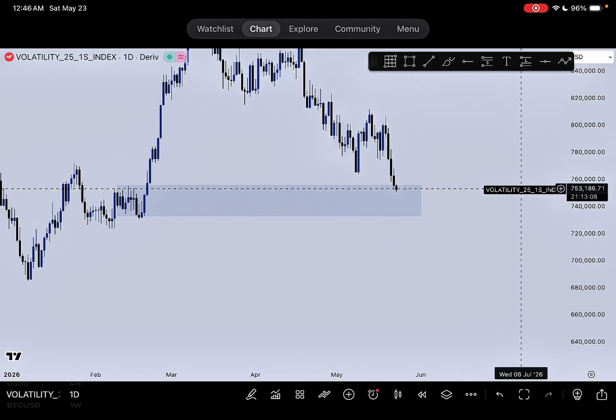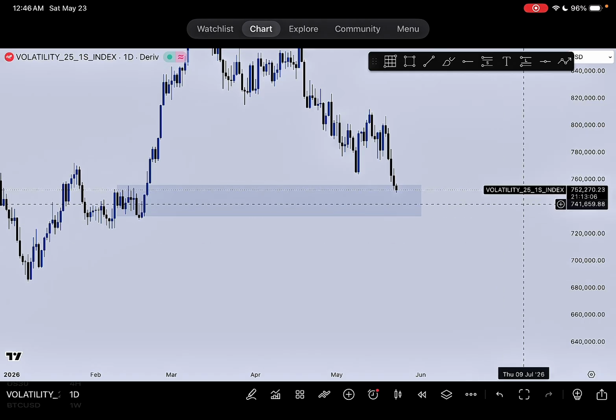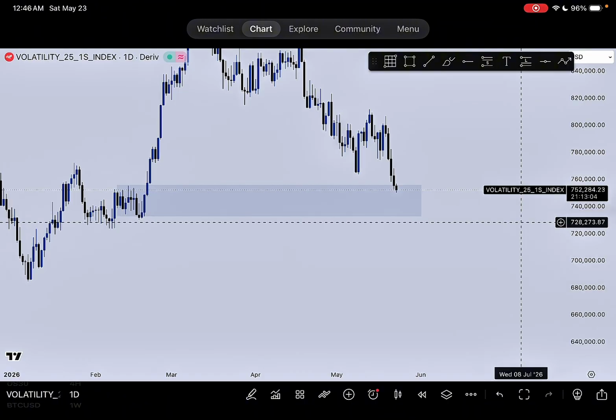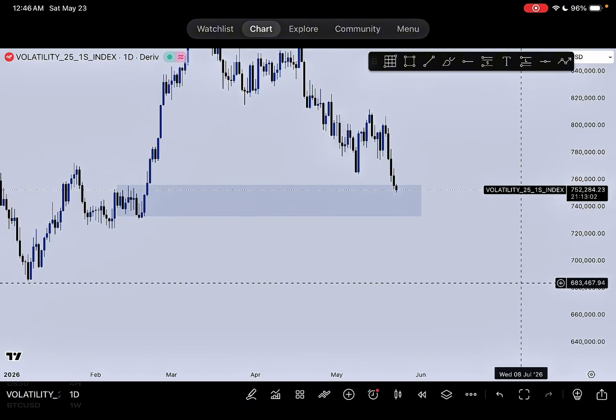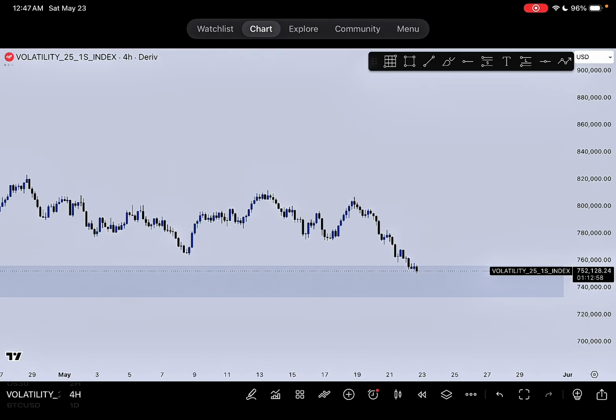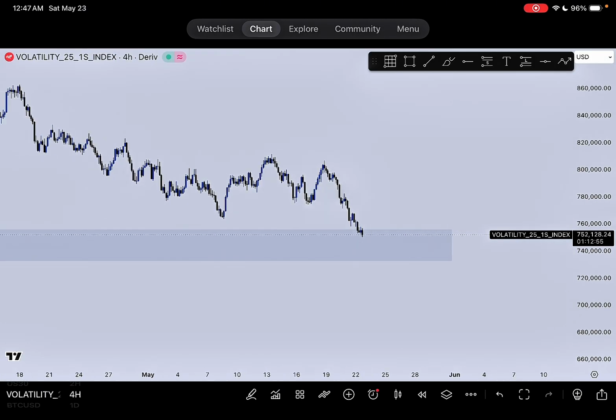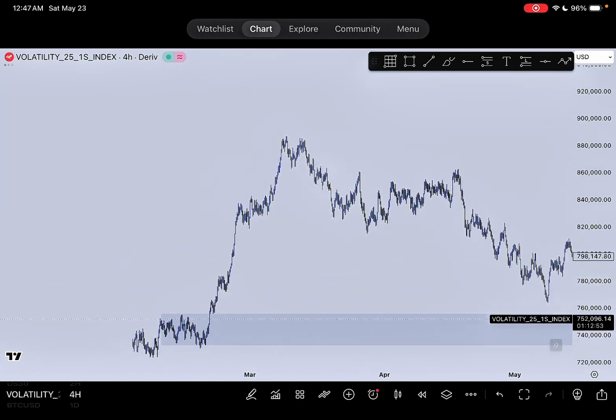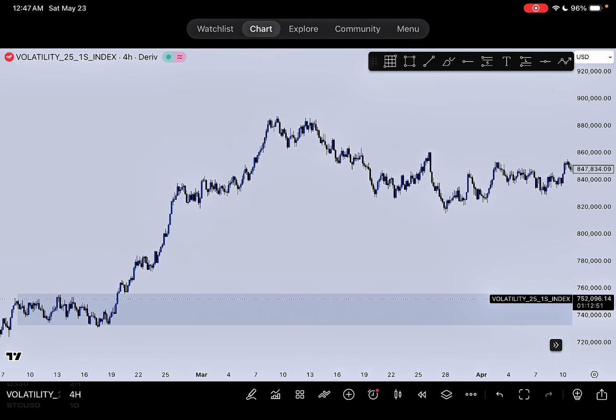This breaker block here, or this other block here. We'll have to wait to see how the market reacts from that zone. So what we need to do now is to go to our 4 hours time frame. From our 4 hours time frame, we can clearly see what happened here.